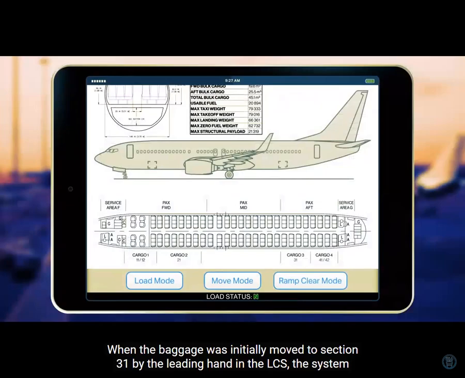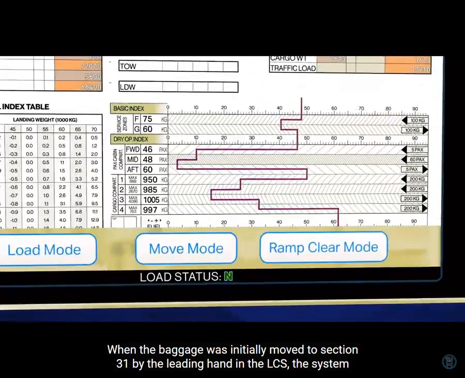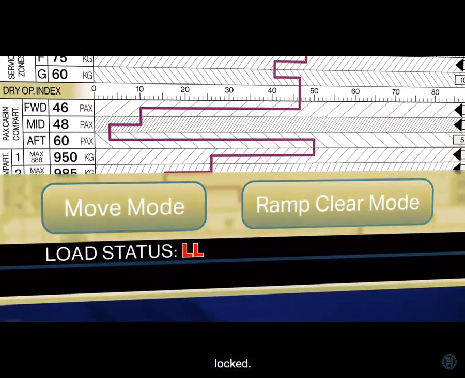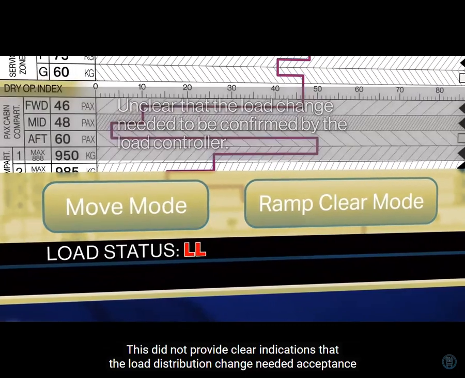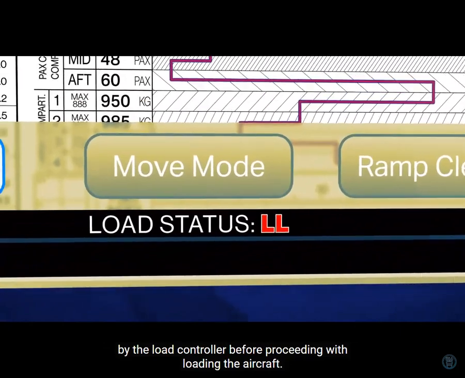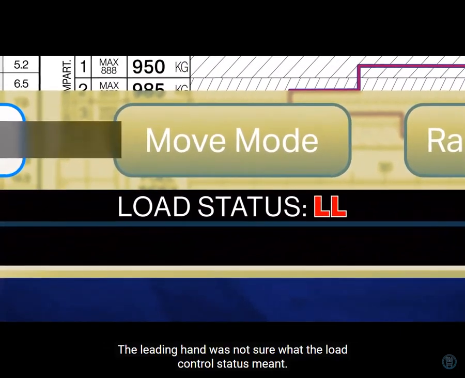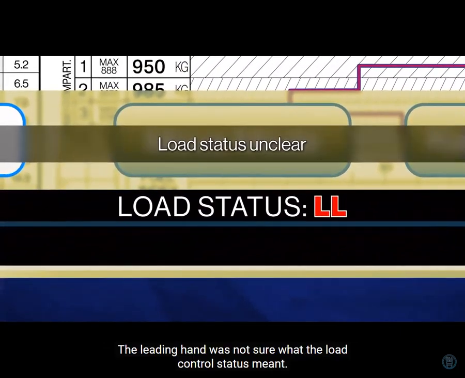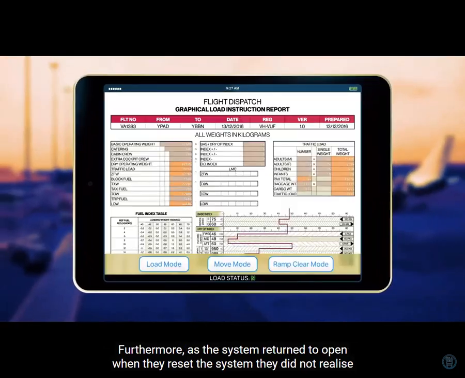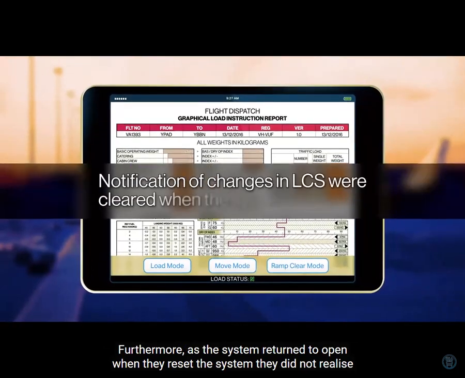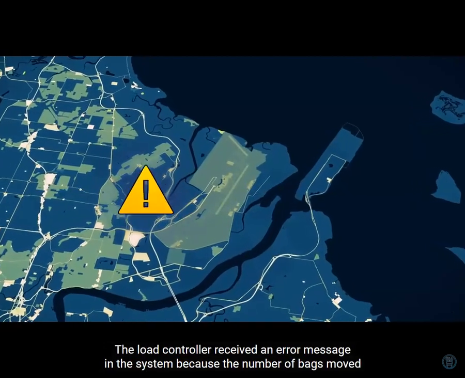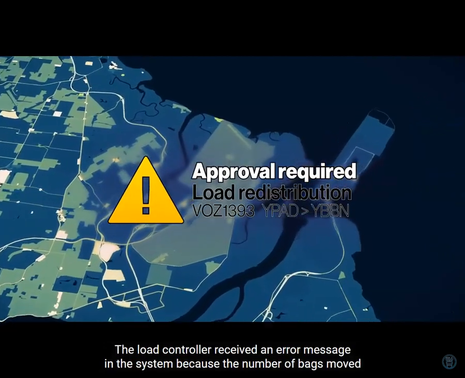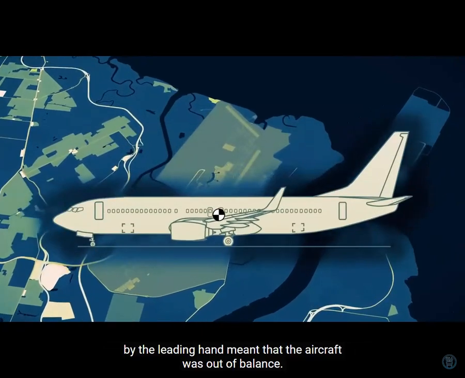When the baggage was initially moved to Section 31 by the leading hand in the LCS, the system locked. This did not provide clear indications that the load distribution change needed acceptance by the load controller before proceeding with loading the aircraft. The leading hand was not sure what the load control status meant. Furthermore, as the system returned to open when they reset the system, they did not realize the changes had been made in the LCS. The load controller received an error message in the system because the number of bags moved by the leading hand meant that the aircraft was out of balance.